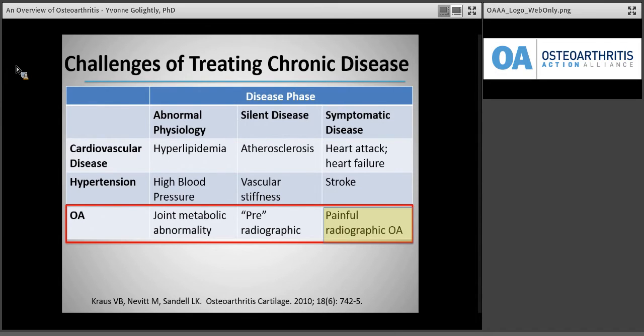So there is a lot of exciting research going on right now to try to identify some of the early joint metabolic abnormalities that may be occurring. Some of these markers may be on images like MRI, biochemical markers that show cartilage turnover or inflammation in fluids like blood, urine, or synovial fluid from the joint, or biomechanical markers that may show abnormal movement patterns early on that are linked to the development of osteoarthritis.